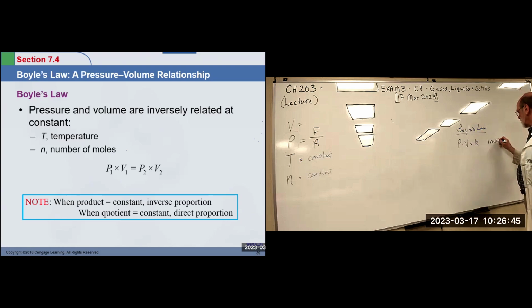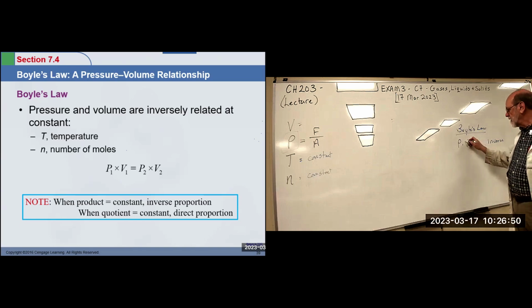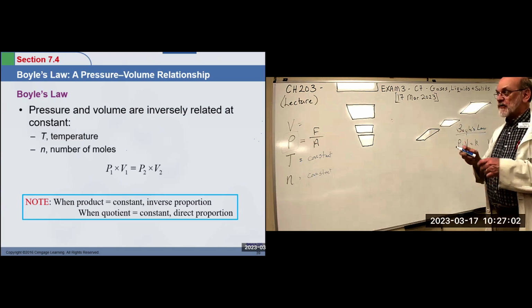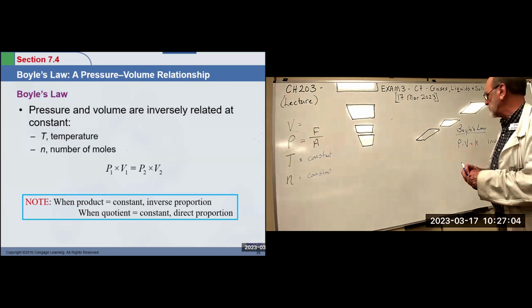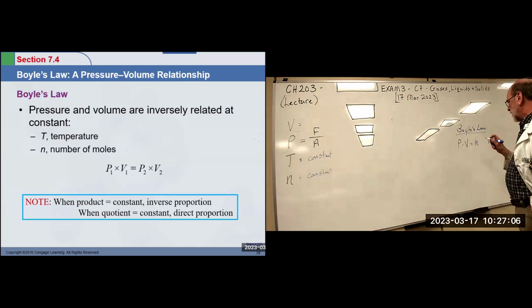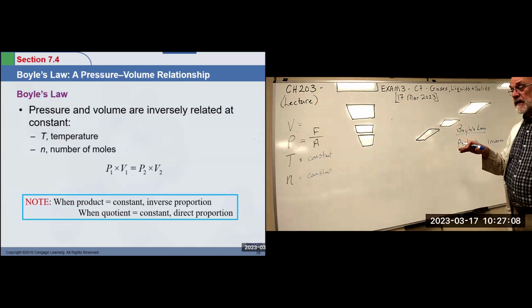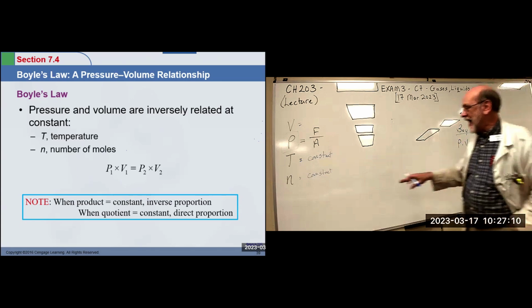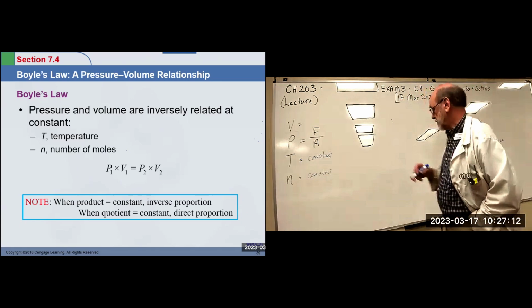Inverse relationship. Anytime you have the product of two variables equal to a constant, that's always inverse, because when one goes up, the other has to go down in order for that to be constant. The expression there, P1V1 equals P2V2, is for any given experiment, once you've trapped the gas, and let me back up.